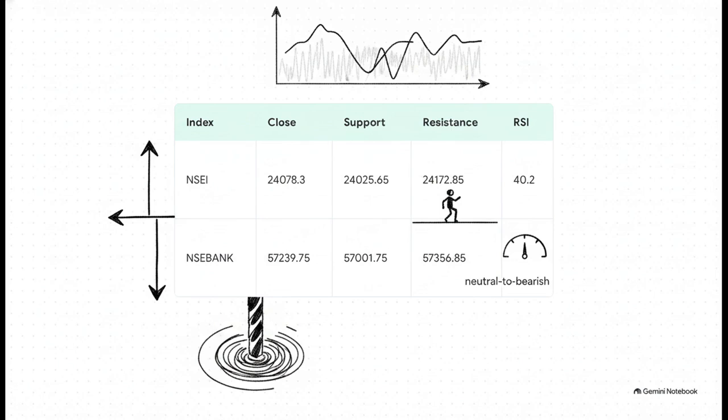And honestly, the NSE Bank is telling a super similar story. It closed at 57239.75, with support practically knocking on the door at 57001.75, carrying a completely neutral RSI of 51.3. Basically, both major indices are walking a serious tightrope right now.